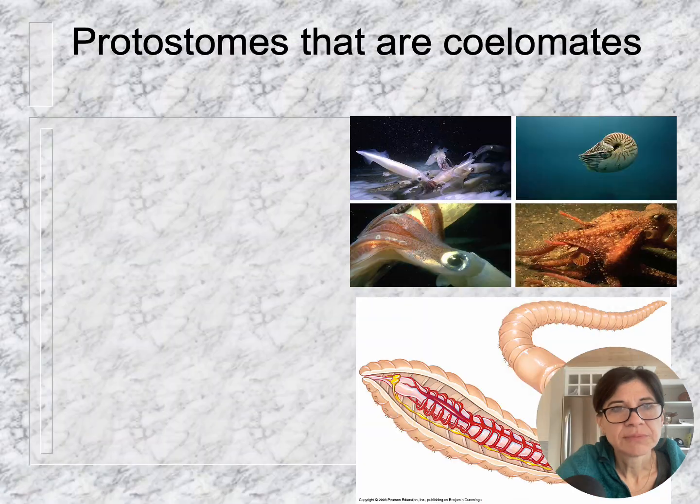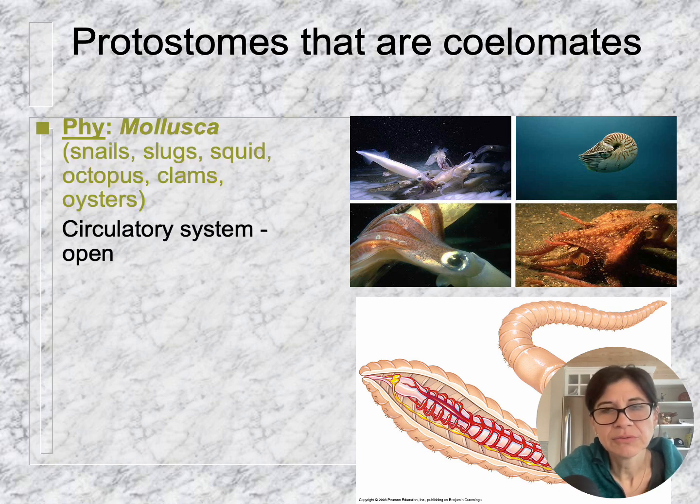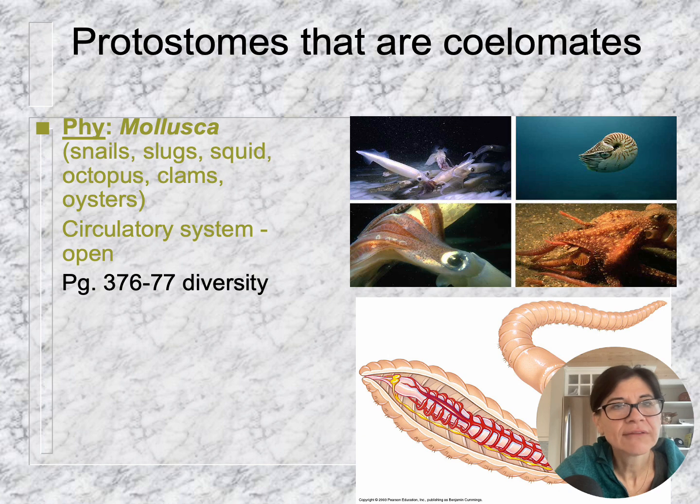Let me just move on from here. We are still in the protostomes that are coelomates now. I had just been talking about two body plan characteristics. The phylum Mollusca is this one up here that's composed of the snails, the slugs, the squid, the octopuses. It's a pretty diverse group.